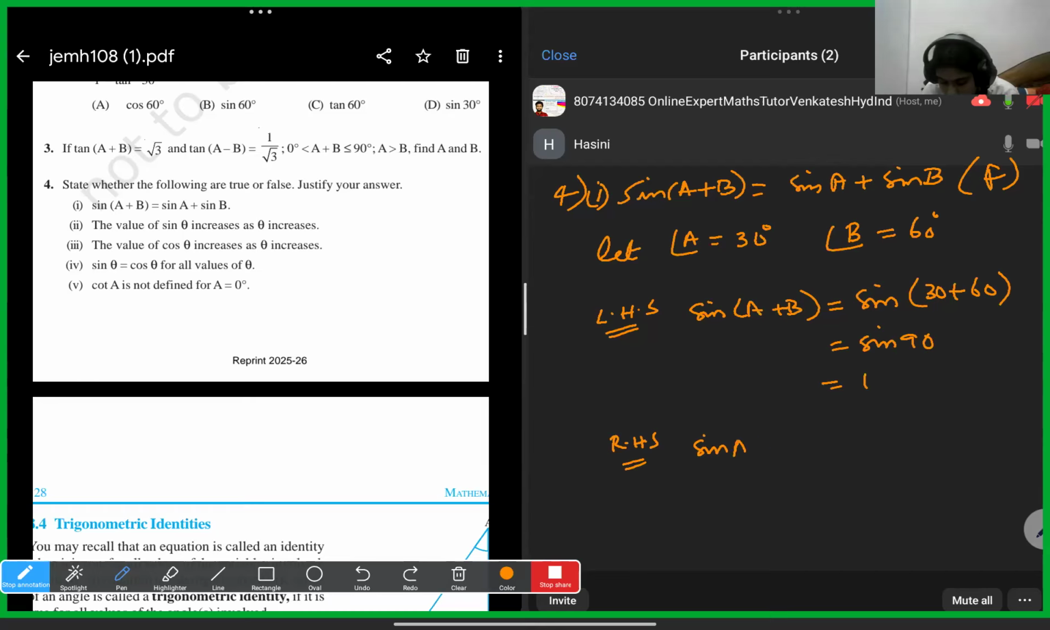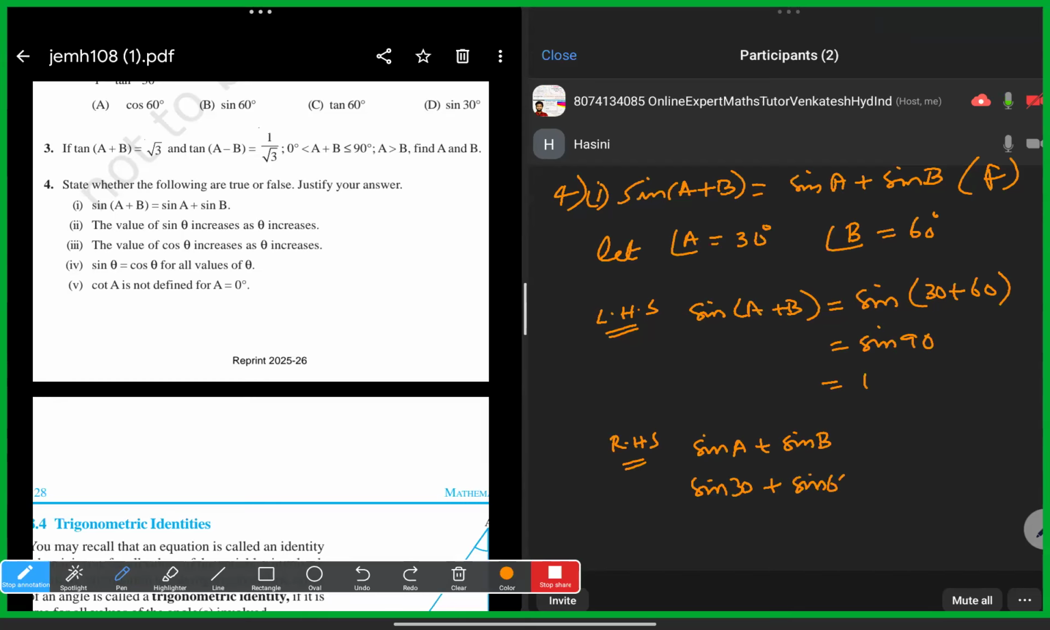RHS is sin A plus sin B. Sin A means sin 30 plus sin B means sin 60. Sin 30 is 1 by 2, Hasni. Sin 60 is root 3 by 2. Clearly the denominator is already the same, so 1 plus root 3 by 2. We can club the numerators.